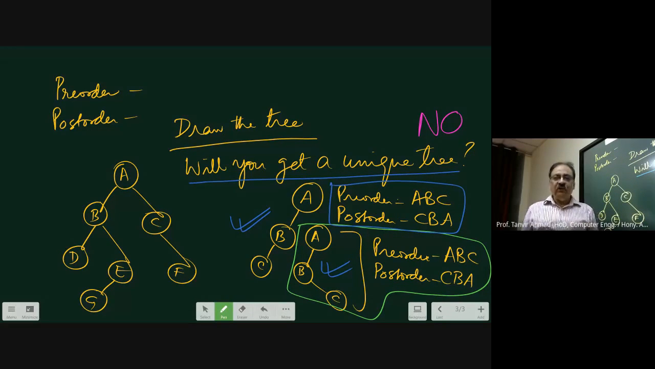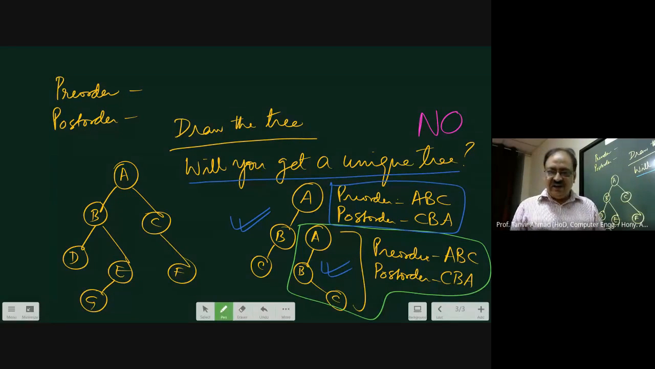Unique means the placement of nodes is the same in both. Here C is to the left of B, and here C is to the right of B, therefore it's not unique. And therefore the question is, how will you draw? You have to draw by a method of trial and error.